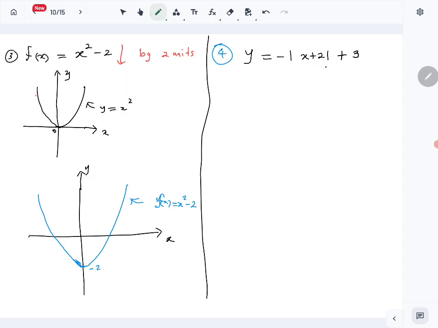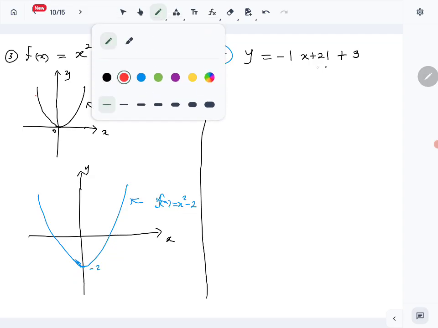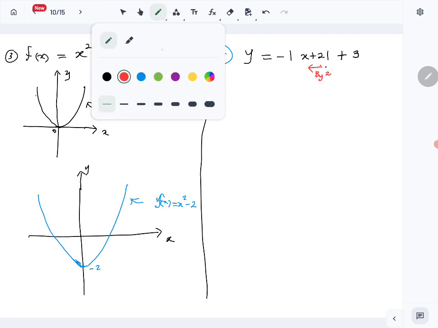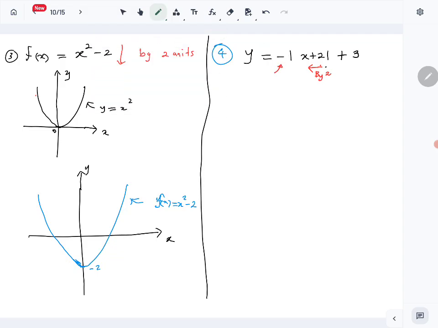There's what? Plus 2 inside. That plus 2 inside means what? To the left by 2 units. Then this minus sign outside means what? Outside minus means which reflection? X-axis reflection. Then this plus 3 outside is what? If you add something outside, that is up or down? Up. Plus 3, no? Plus 3 means up by 3 units.